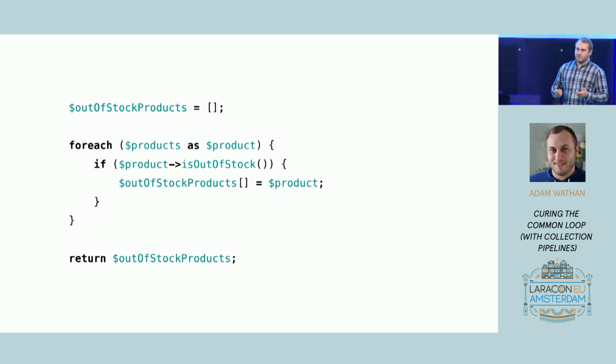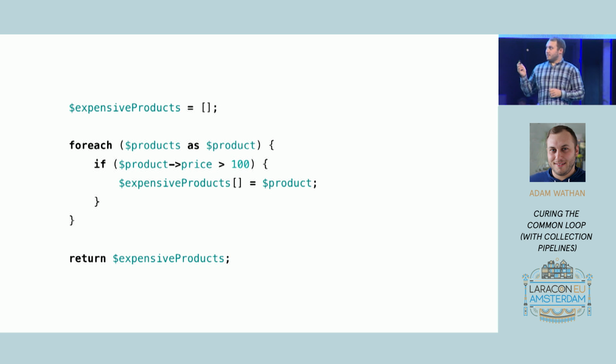So we start with an empty out of stock products array, loop over our products, and check to see if that product is out of stock. Then we stick it in the out of stock products array. If not, we just ignore it, and then ultimately at the end of the day, we return that list of out of stock products.